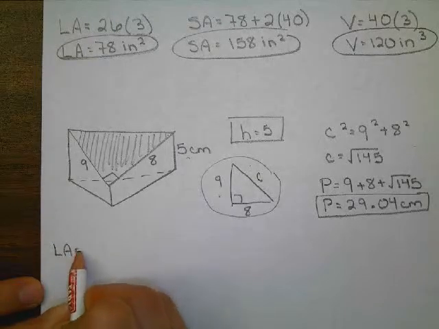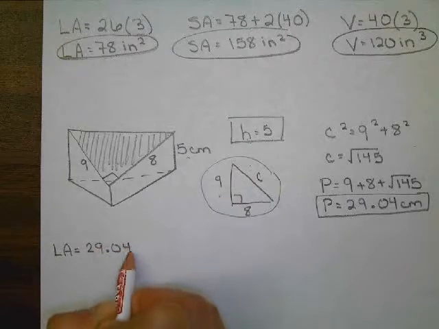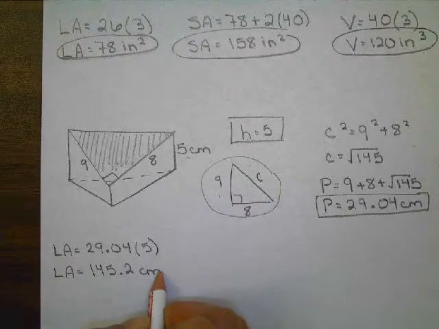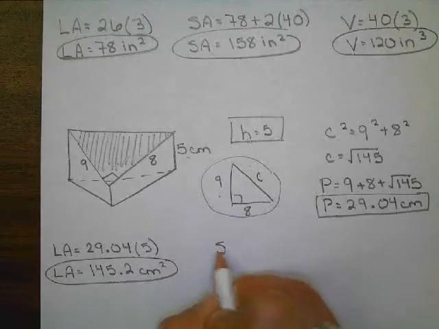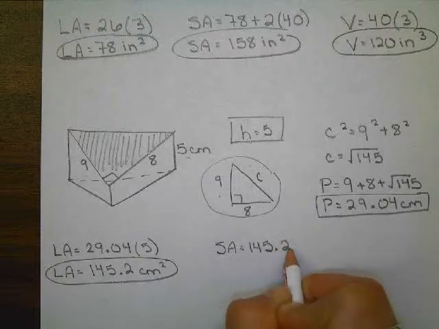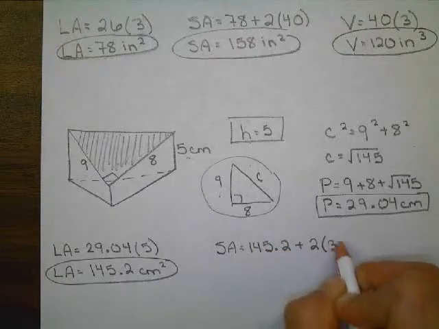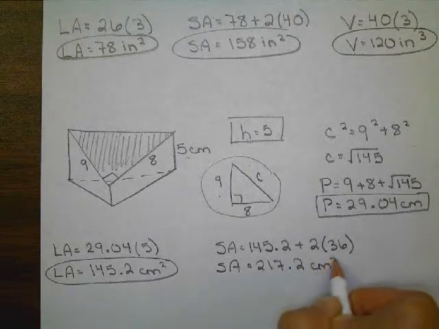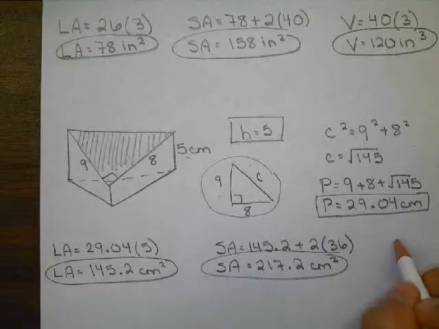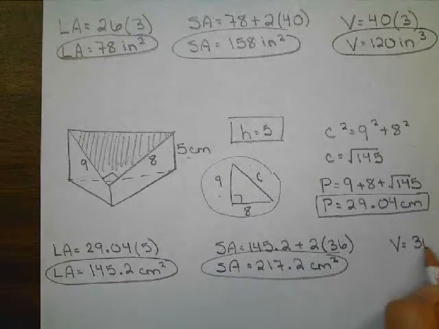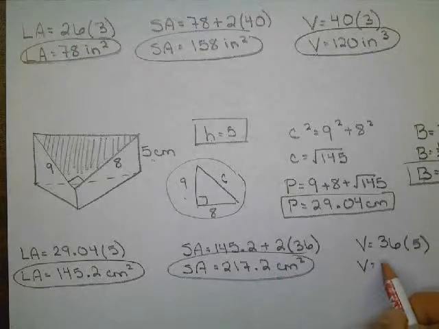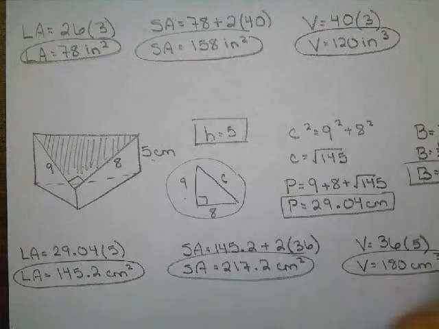Lateral area is perimeter times height. The perimeter is 29.04 and the height is 5. So lateral area is 145.2 centimeters squared, because area is always squared. Surface area is always my lateral area plus both of the bases. The area is 36 for each of my bases, so I add those. So my surface area ends up being 217.2 centimeters squared. And then last one, volume, is big B times H, so that would be 36 times 5. And 36 times 5 is 180 centimeters cubed. And that's how you find the lateral area, surface area, and volume of different prisms.